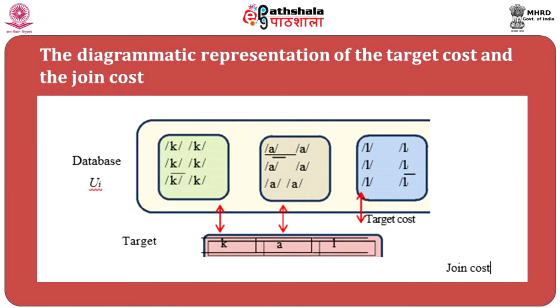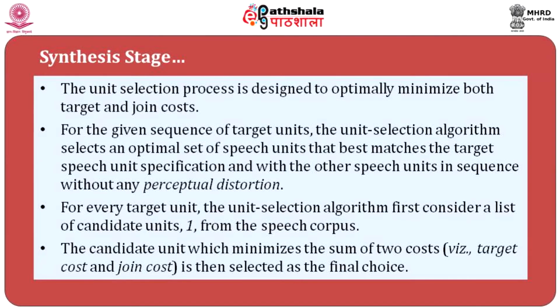Okay, so in this, the unit selection process is designed to optimally minimize both target and join costs. For the given sequence of target units, the unit selection algorithm selects an optimal set of speech units that best matches the target speech unit specification and the other speech units in the sequence, without any perceptual distortion. For every target unit, the unit selection algorithm first considers a list of candidate units from the speech corpus. The candidate unit which minimizes the sum of two costs, which are target cost and join cost, is then selected as the final choice.